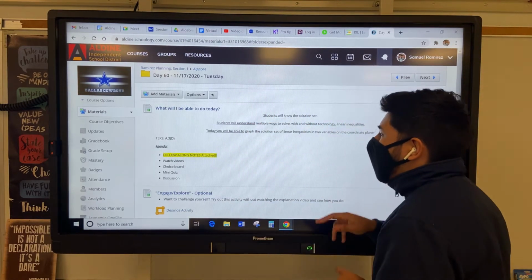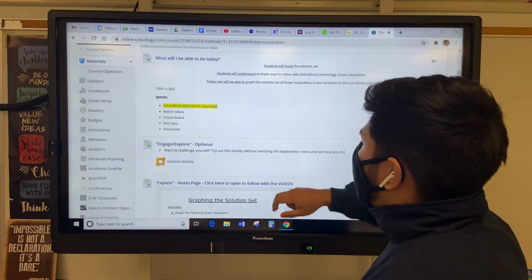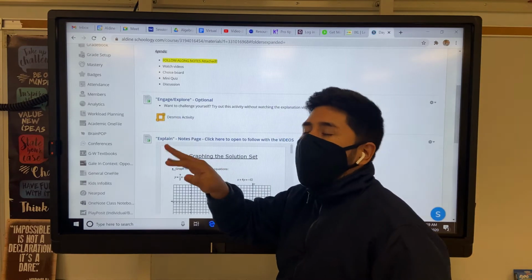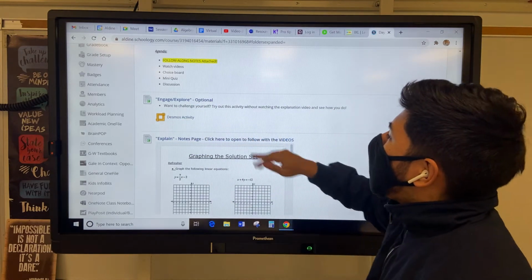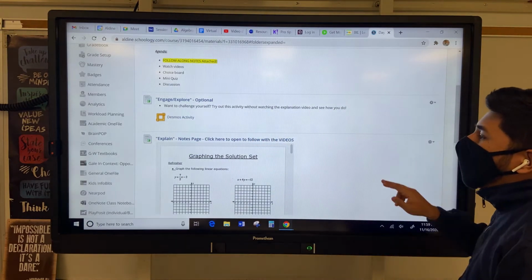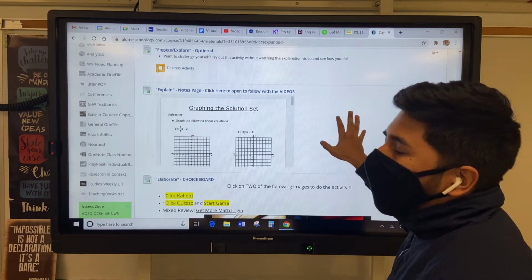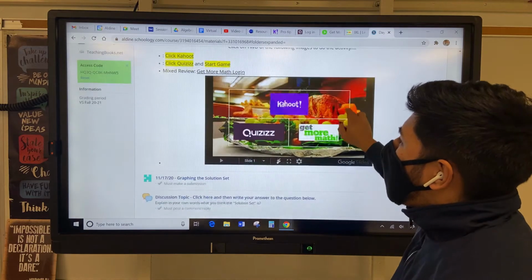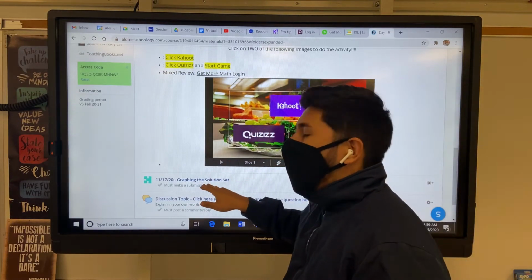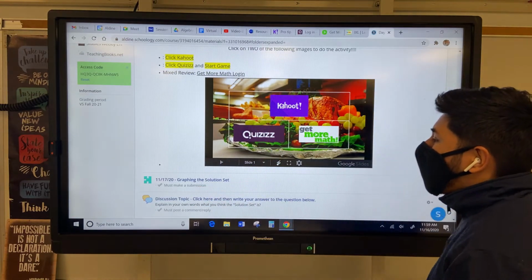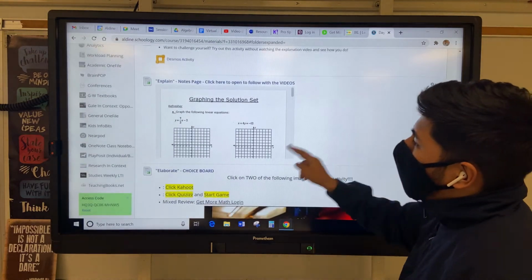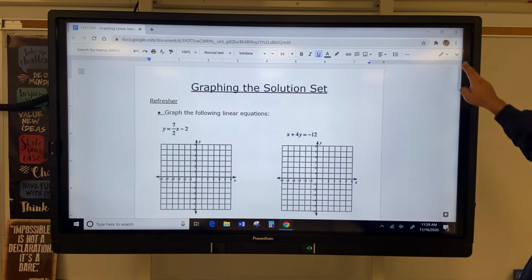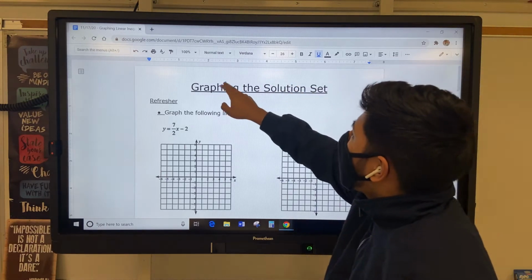The solution set. I do have an activity here if you want to try it. It says optional. If you want to challenge yourself without seeing the video, you can try it, otherwise follow along with the notes. Remember, this is just extra practice for you, and that's your grade, the little mini quiz. So make sure you're following along with your notes. Let me look at my notes. Graphing the solution set.